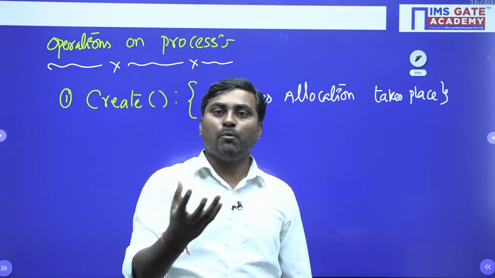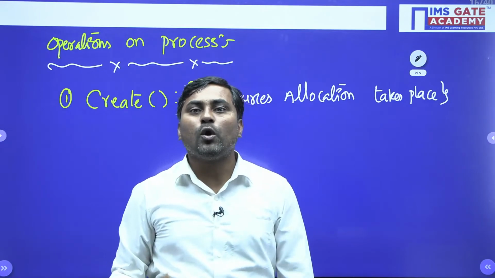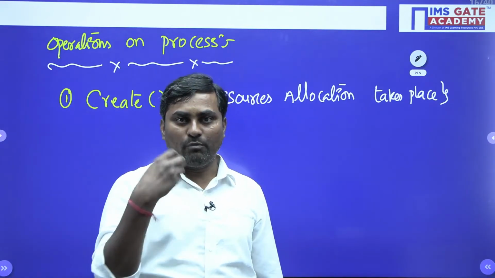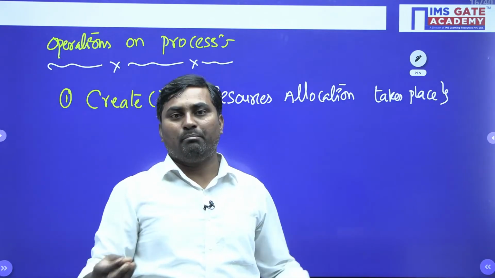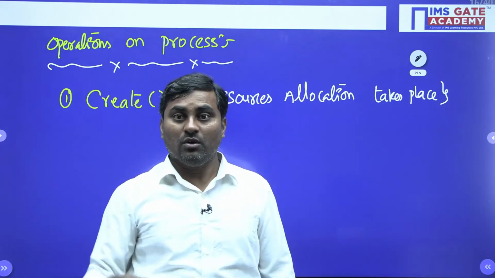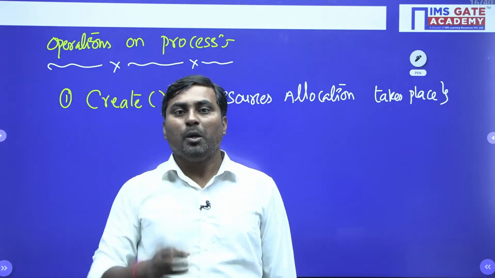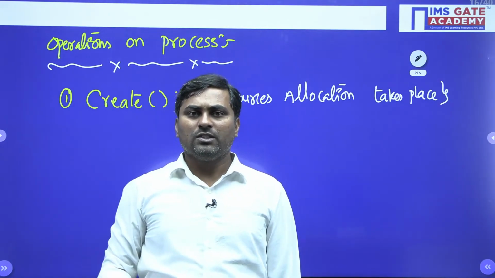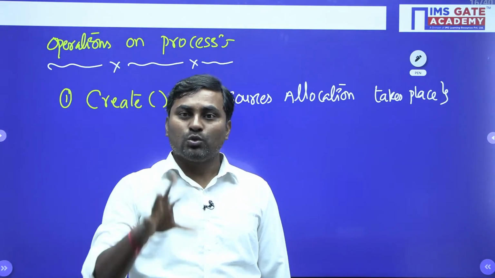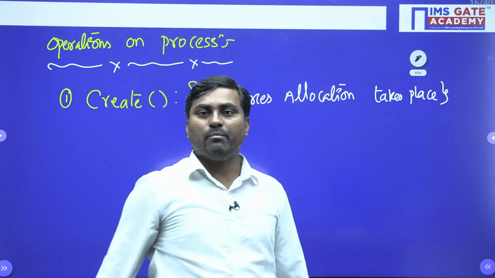Suppose this process is going to use an I/O device. Let's take an example: you created a program for printing a 10-page file. So the printer device needs to be allocated, main memory needs to be allocated, and some set of CPU registers need to be allocated. Are you getting my point? Those resources need to be allocated for the process.